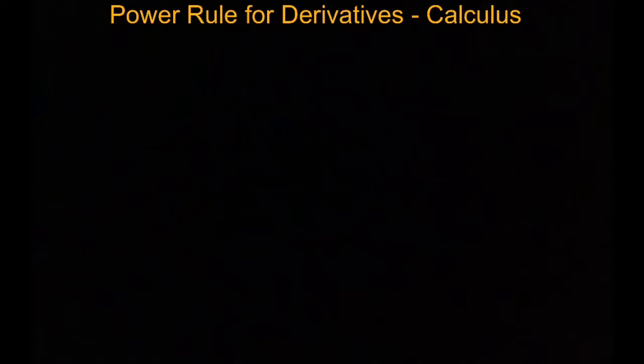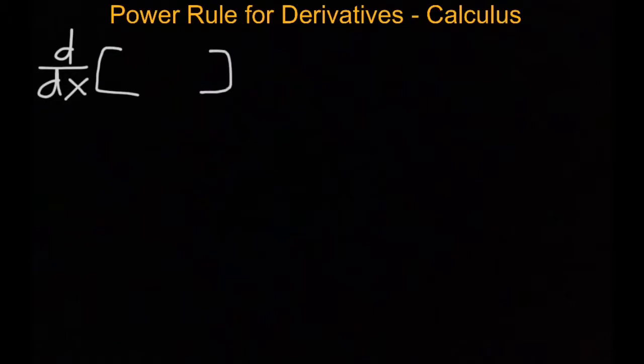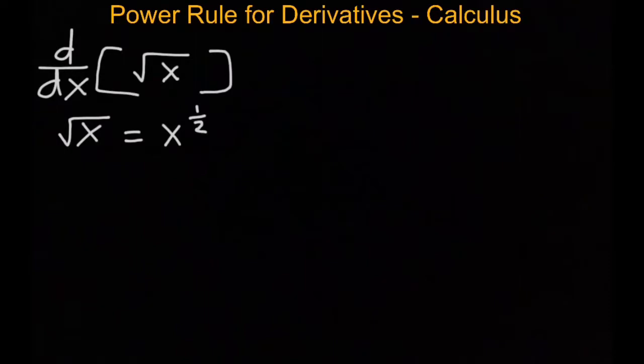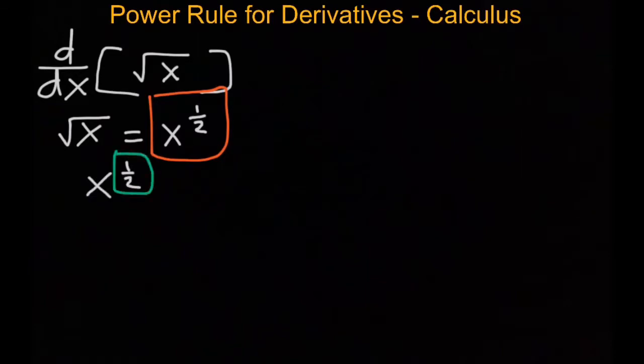Okay, so let's move on to finding the derivative of radical functions. So here's an example. Let's say we want to find the derivative of the square root of x. The square root of x can be written as x to the power of 1/2. So let's work with this one right here. So x to the power of 1/2, our n value is simply 1/2. So we could rewrite it out like this. 1/2 times x to the power of 1/2 minus 1, which is also 2 over 2.